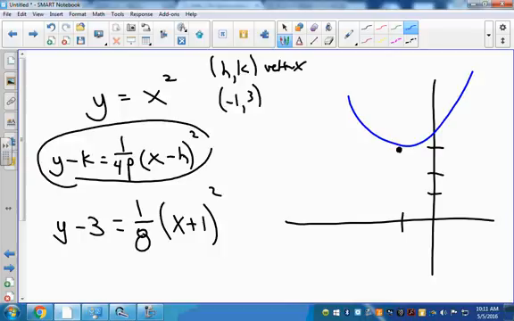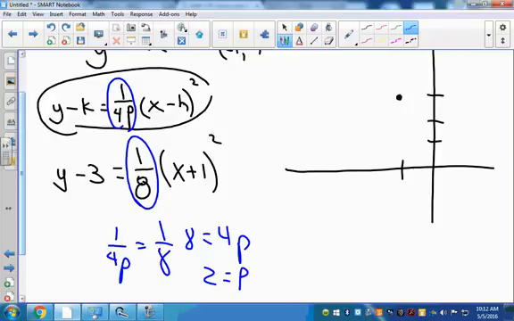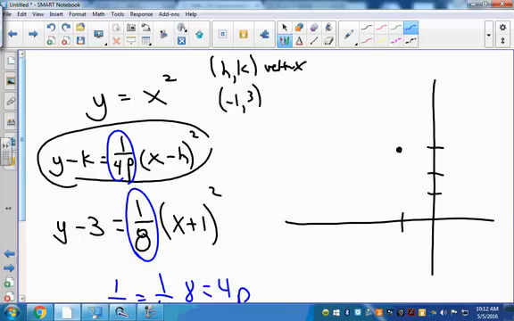Okay, so first thing you should go after is that focal distance. And that comes from here. Okay, so this 1/8 is the same as 1 over 4p. So if I just make those equal, 1 over 4p is 1 over 8. So 8 is 4p, so p is 2. That's the distance away from the focus, or from the vertex. So if this is our vertex point, if we go 2 up, there's our focus point right there. And if we go 2 down here, this is going to be our directrix.